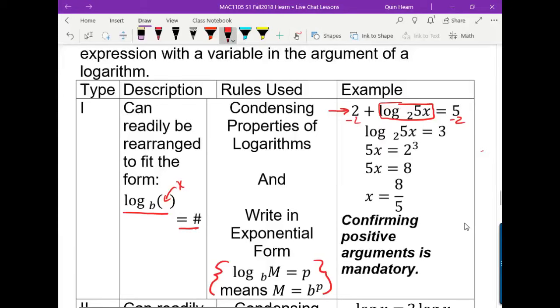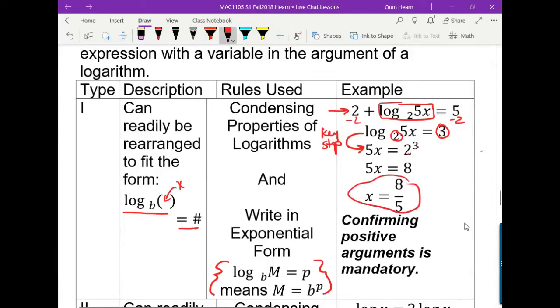And then this is the key step here. This is the key step, converting from logarithmic form to exponential form. Remember, identify the base and the exponent. So we have 2 to the third power equals 5x. You can also write it as 5x equals 2 to the third power. The order doesn't matter, just as long as you have that 2 to the third equal to the argument of the log.